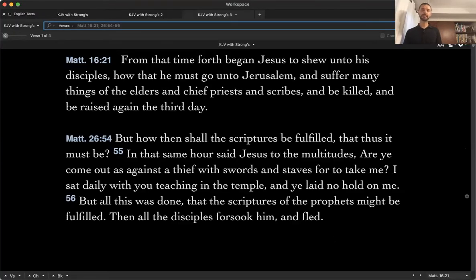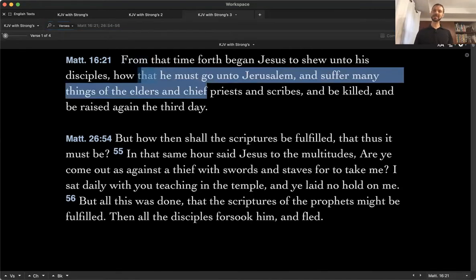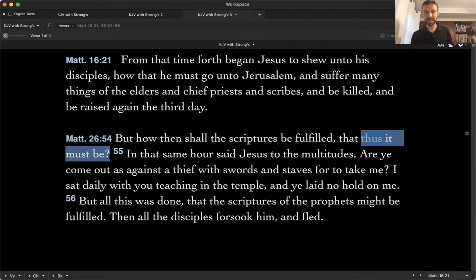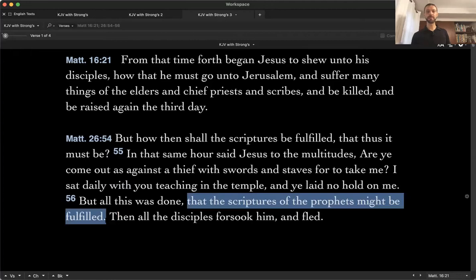Matthew 16, from that time Jesus began to show unto his disciples how he must go into Jerusalem, suffer many things, be killed, and be raised again the third day. This isn't using the fulfill language, but just notice the language here that he must. Some translations will say that it was necessary. Matthew 26, how then shall the scriptures be fulfilled? That thus it must be. And what that means is people coming out to take him by force, to take him like a prisoner. All of this was done that the scriptures of the prophets might be fulfilled.